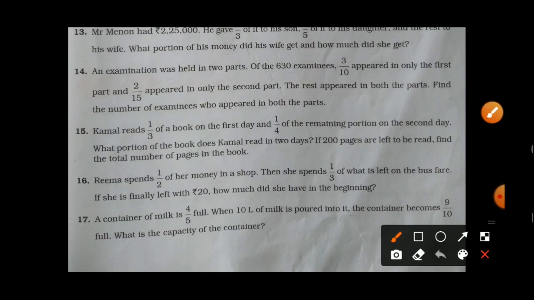Yes, 17 is here. A container of milk is 4/5 full. When 10 liters of milk is poured into it, the container becomes 9/10 full. What is the capacity of the container?